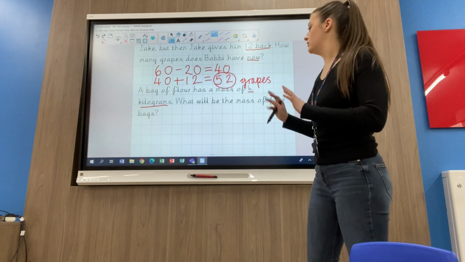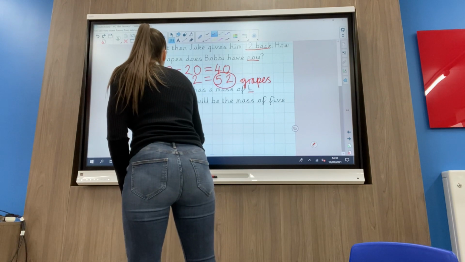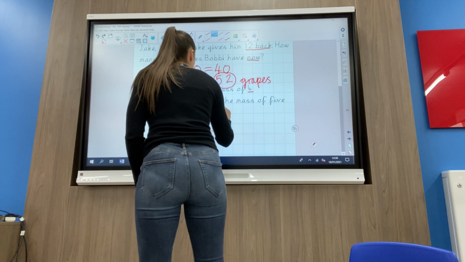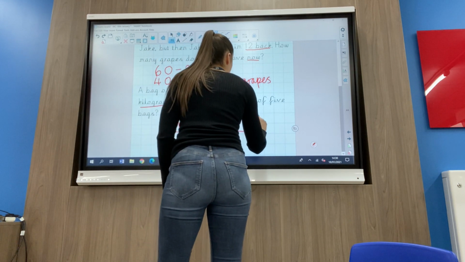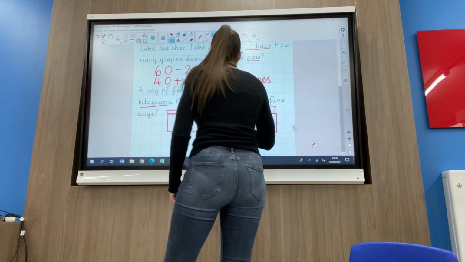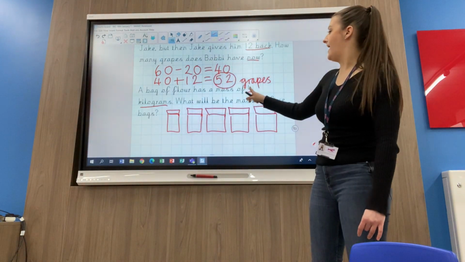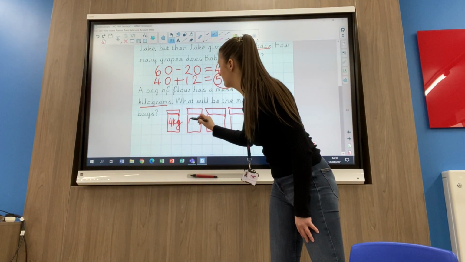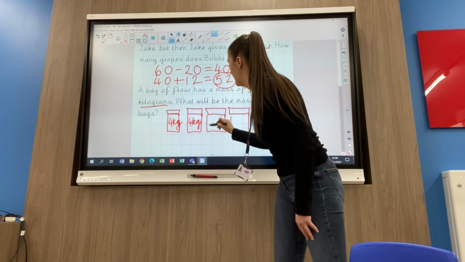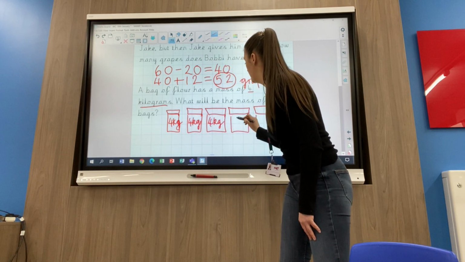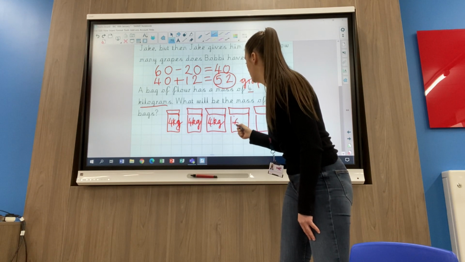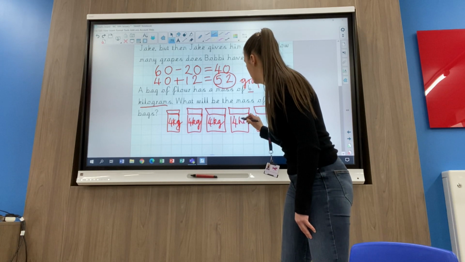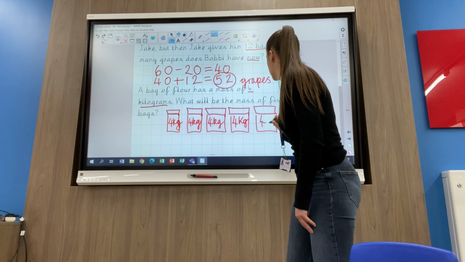So to visualise this, I'm going to draw out my bags. So there's 1 bag of flour. There's 2, 3, 4, 5. Okay. And each bag has a mass of 4 kilograms. So this one's 4 kg. This one's 4 kg. 4 kilograms, same as this one. 4 kilograms. Ooh, I'm sure your bags of flour will look a lot neater than mine. 4 kg and 4 kilograms for that one.